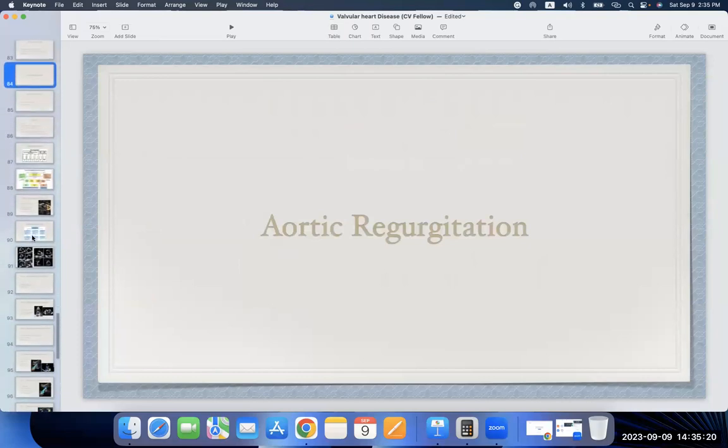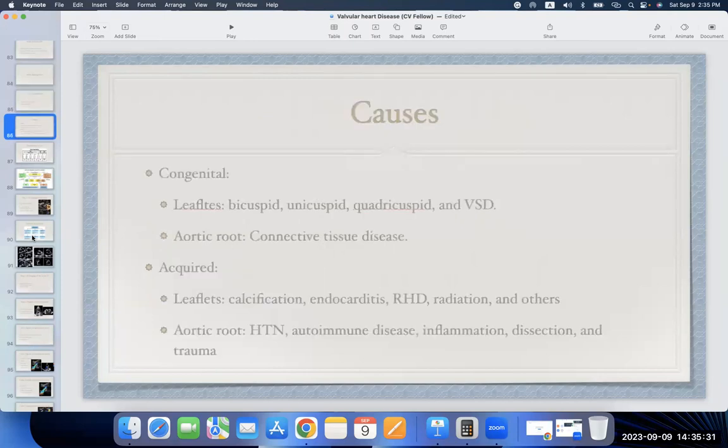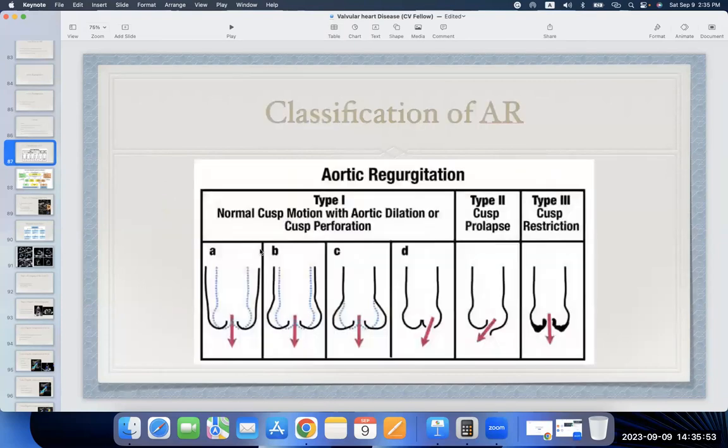This is the last part. It will be easy, inshallah, because we will do the same as the one we did in the MR. Here also you will determine the cause and estimate the severity. These are the common causes. It can be congenital or acquired, including bicuspid, unicuspid, quadricuspid, VSD, and connective tissue disease, which is a cause of problems in the aortic root and causes the aortic regurg. Or it could be acquired: calcification, endocarditis, rheumatic heart disease, all these causes.